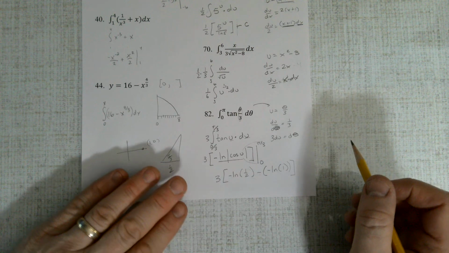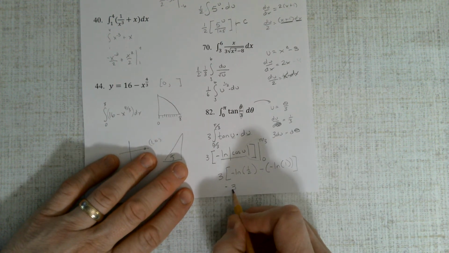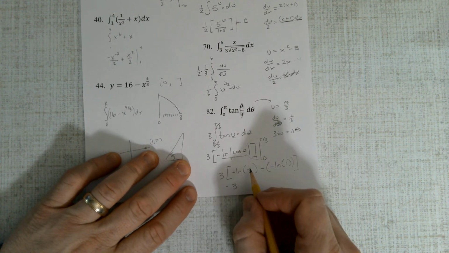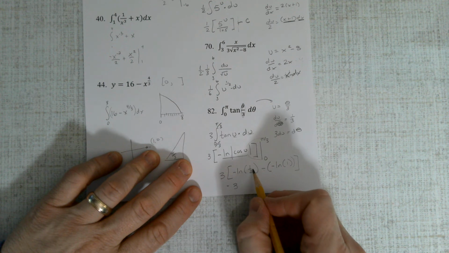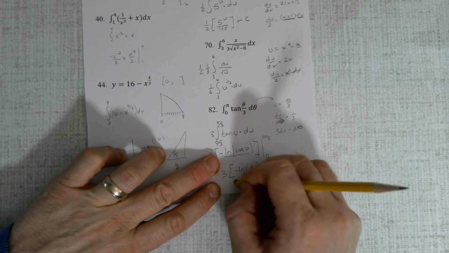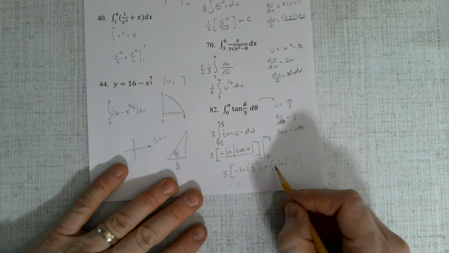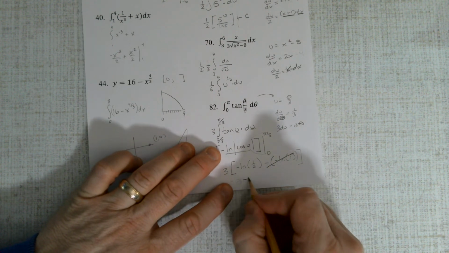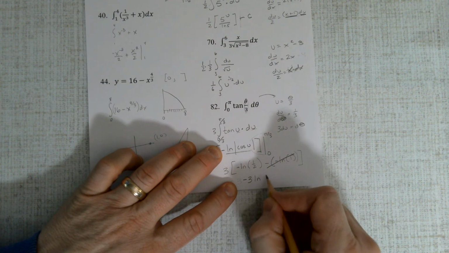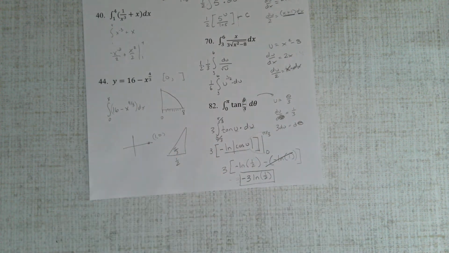And the way this simplifies is this is negative 3 and this is natural log of 1/2. Well, this over here, the natural log at 1 is just 0, so this is going to be gone, and I'm going to be left with a negative 3 ln of 1/2. And that's a good answer. But I'm going to show you how to simplify that a little bit.